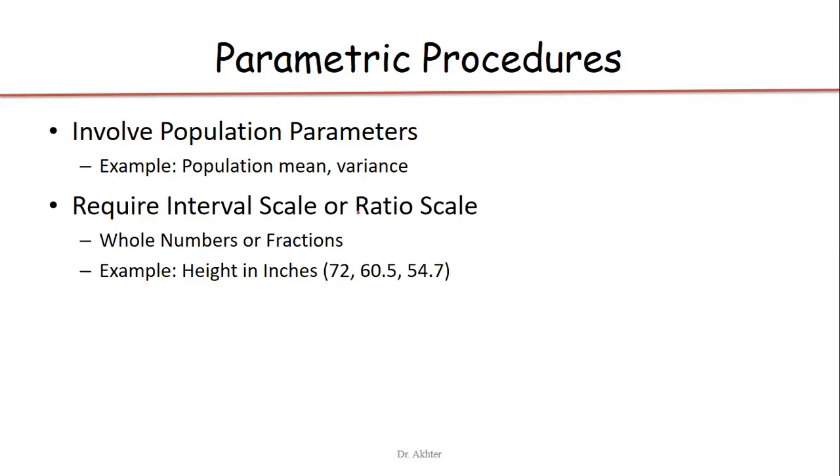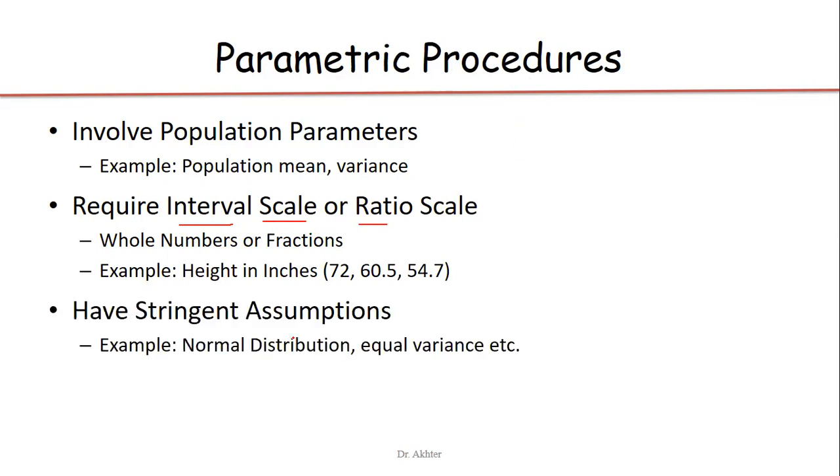These procedures can be applied on scaled variables, interval or ratio. These cannot be applied to the nominal variable. These cannot be applied to qualitative data. Parametric procedures can only be applied to quantitative data which fulfill the assumptions. What are the assumptions? Assumptions are normality, the assumption of normality, the assumption of equal variance, and there are a lot of assumptions related to each procedure.